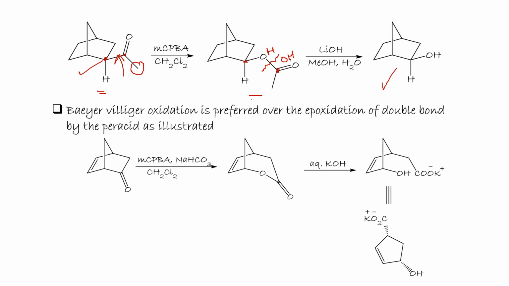Baeyer-Villiger oxidation is preferred over the epoxidation of a double bond. So we have a molecule like this. We have a carbonyl, which reacts with peroxy acid to form an ester, and also we have another function in here, an alkene, which reacts with peroxy acid to form an epoxide. Which one is faster? If you use one equivalent of metachloroperoxybenzoic acid, the epoxidation will be favored, and the oxygen will get inserted in here.